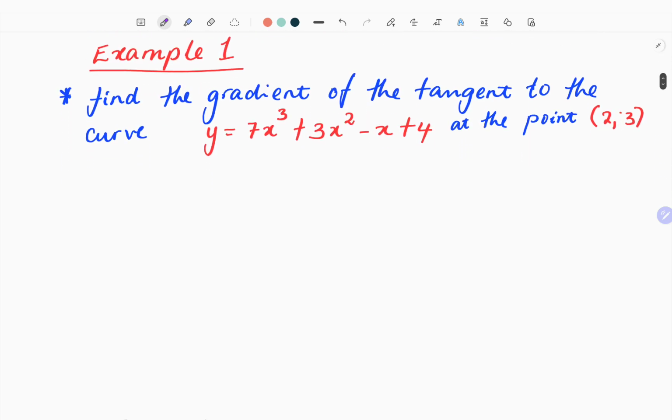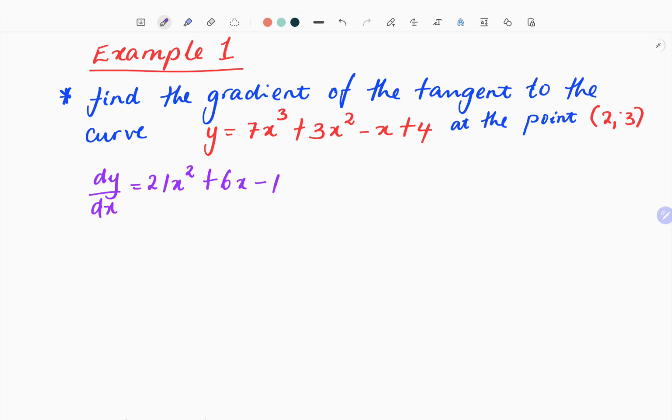In example number 1, find the gradient of the tangent to the curve y is equal to 7x cubed plus 3x squared minus x plus 4 at the point (2, 3). The first thing that you want to do is to find the derivative of the y function. And so the derivative, dy/dx, will be equal to 21x squared plus 6x minus 1.